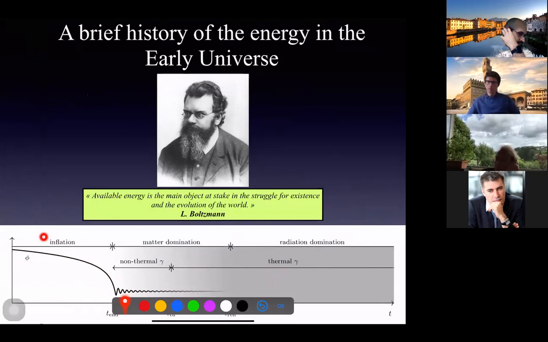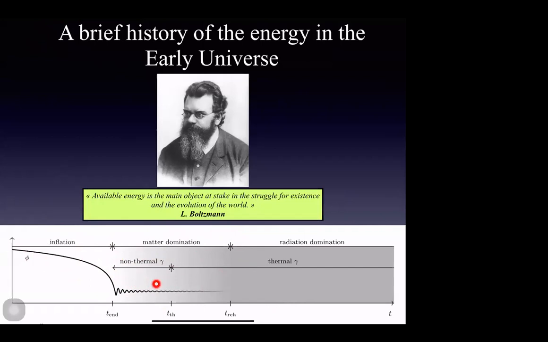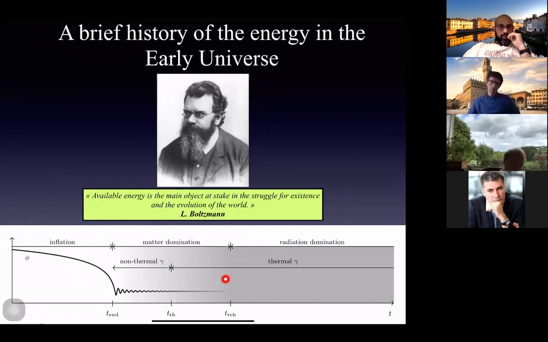So you have a phase where the inflaton, of course, dominates the universe, where the slow roll dominates. Then you have a phase of matter domination where the inflaton still dominates, but the photons are not yet in thermal equilibrium. Inside this phase, the photons begin to be thermalized. And then you have a phase where the radiation dominates the universe.